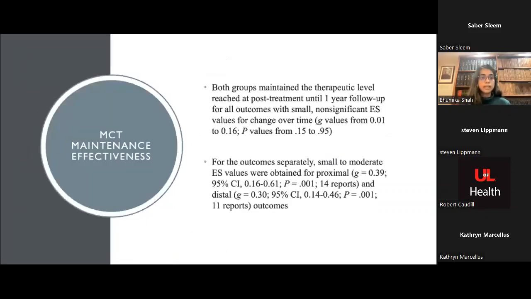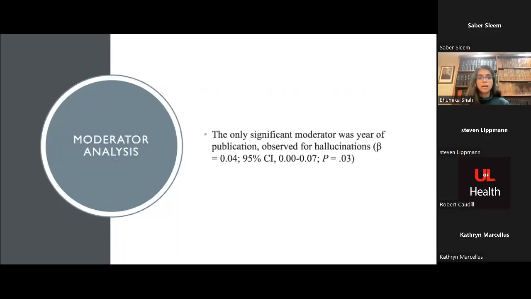For maintenance effectiveness, they did see the patients for a 1-year follow-up, and they noticed that all the outcomes had small and non-significant effect sizes for change over time, which basically means that the effects were sustained over the 1-year period. And then coming to moderator analysis, the only significant moderator was year of publication, which was observed for hallucinations. So larger effect size values were reported in more recently published reports, is basically what it means.